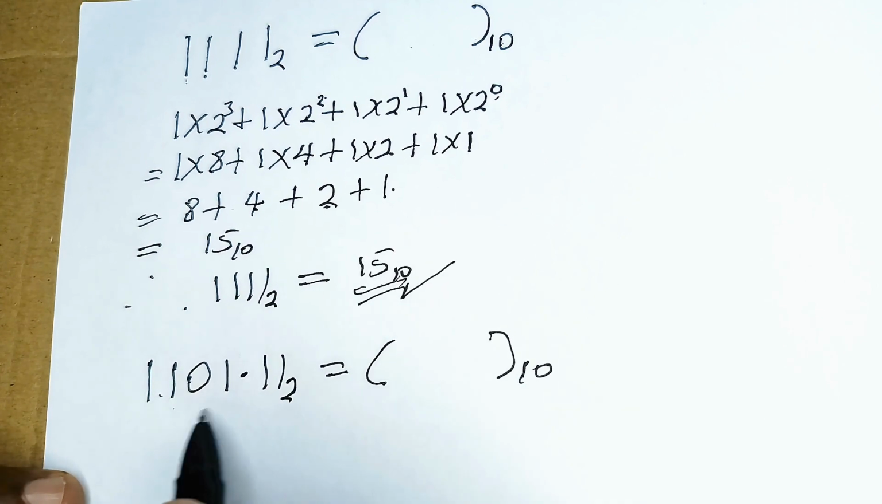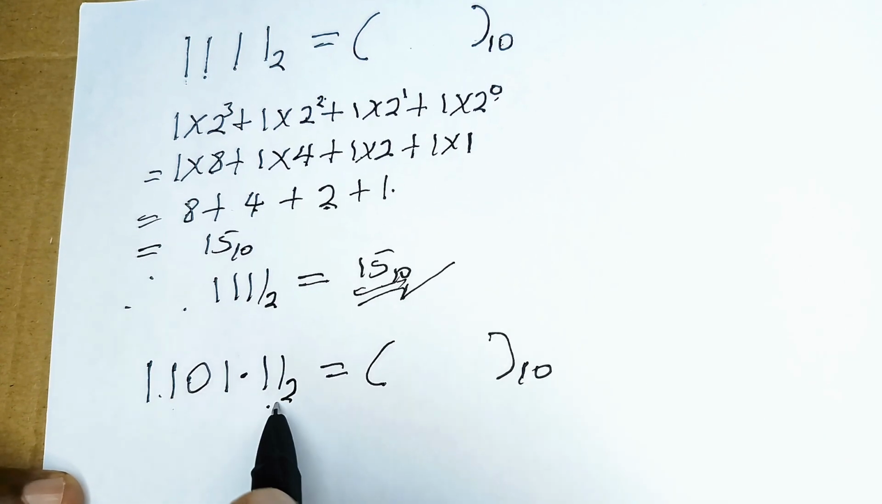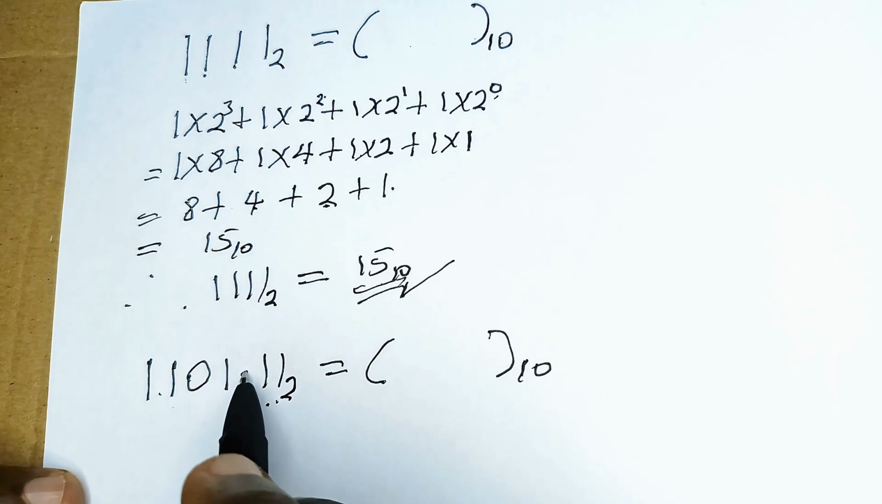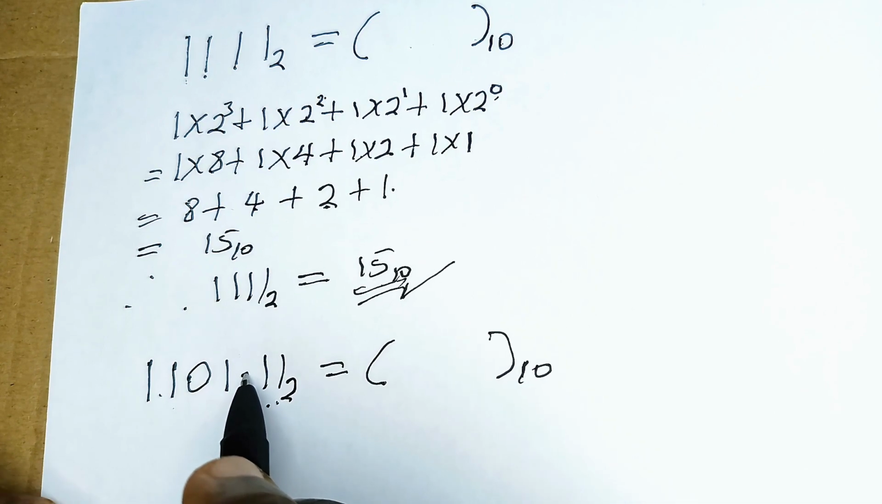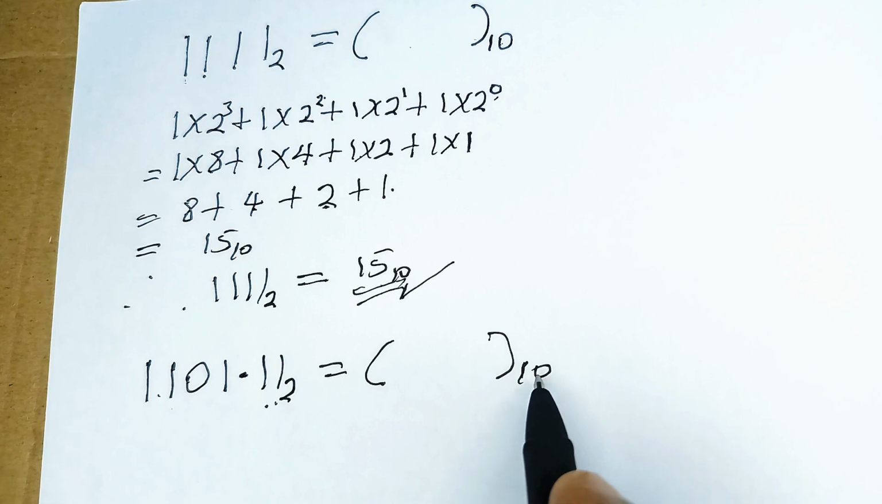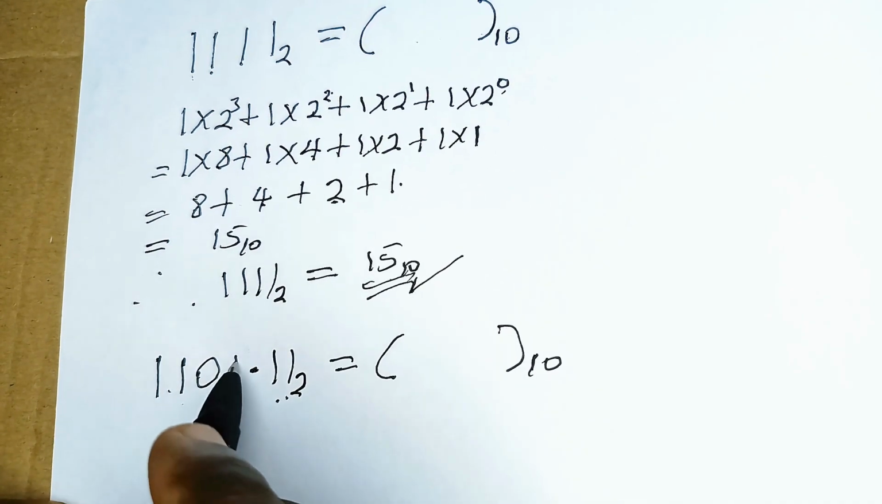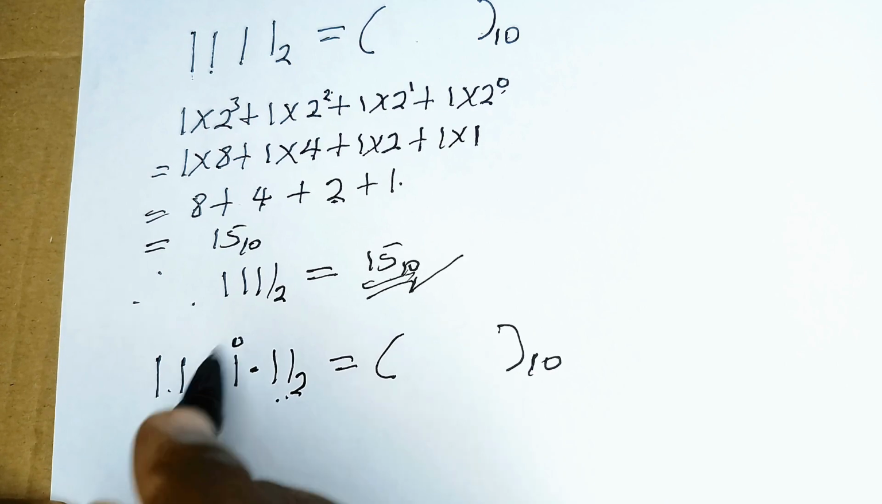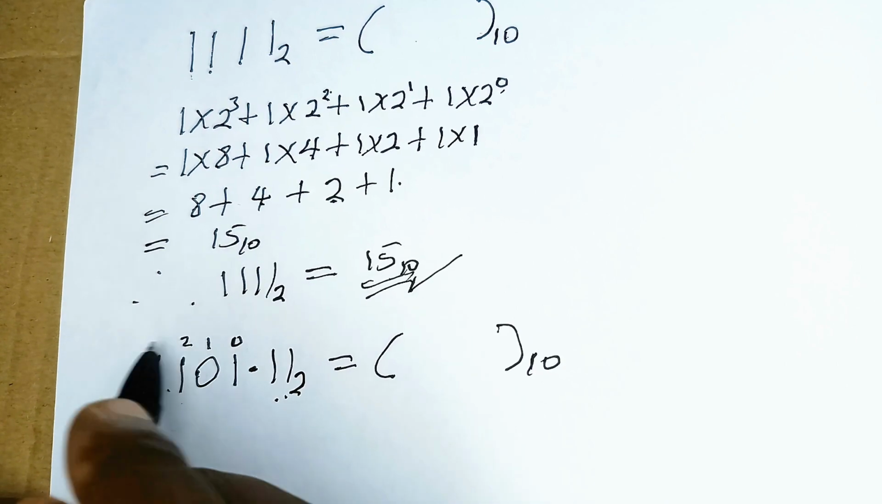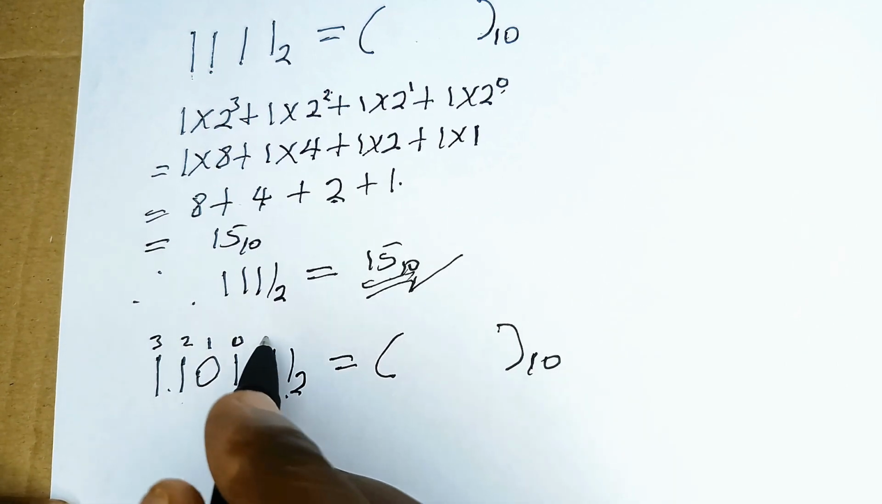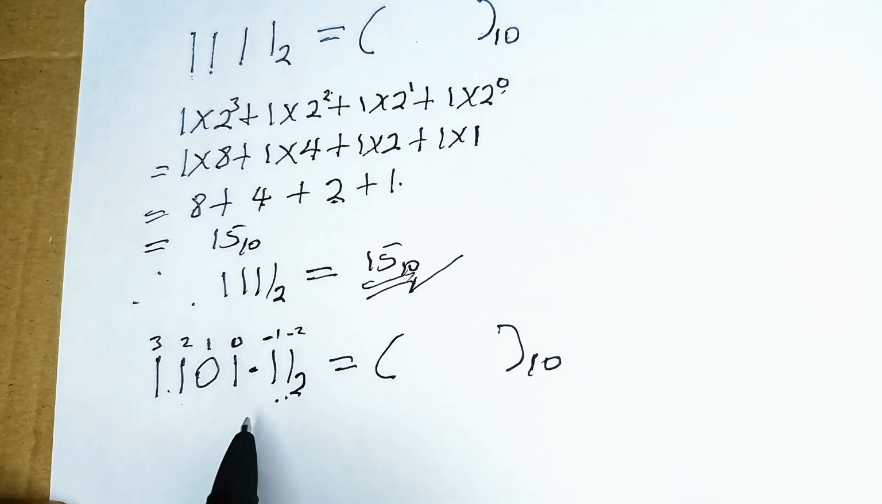Now, going with another binary base, which is base 2, with this decimal point, we have to convert it to base 10. This is the method we have to use here. We start from here. This one will be raised to the power of 0, this one will be raised to the power of 1, 2, and 3. Going to this side, we have minus 1, minus 2. Let's take them one after the other.